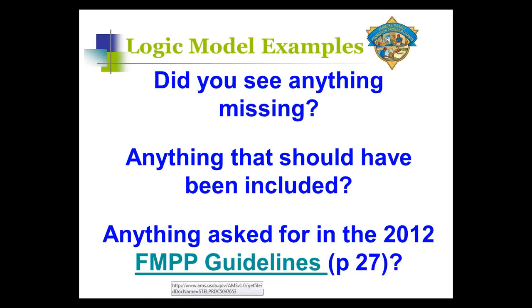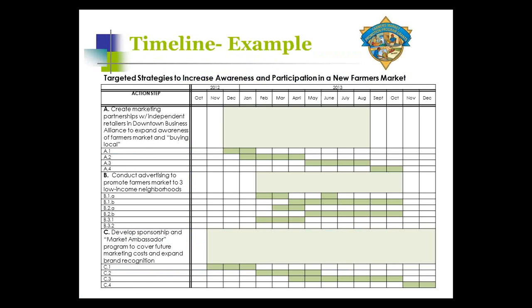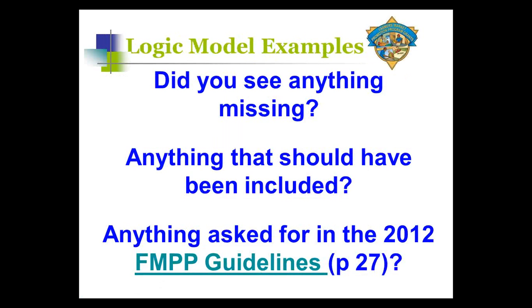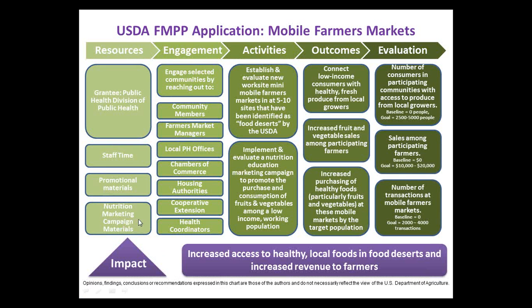They explain their resources, which we would also call inputs: staff time, promotional materials, etc. The engagement and the activities explain who was going to be engaged in what activities that were planned, these activities that are listed here. The outcomes, they anticipated 3, and how they were going to evaluate. Part of their evaluation includes the calculations for measurements.